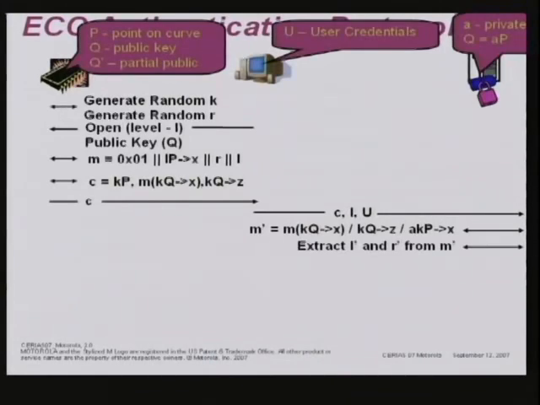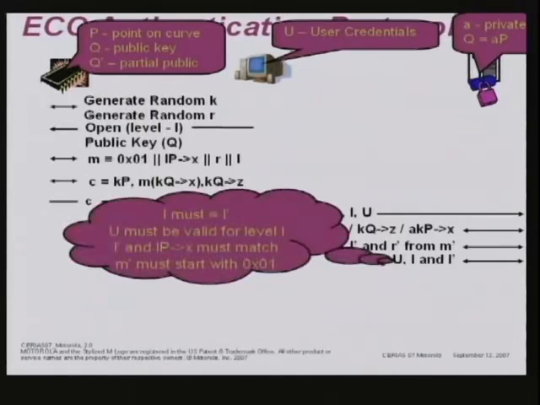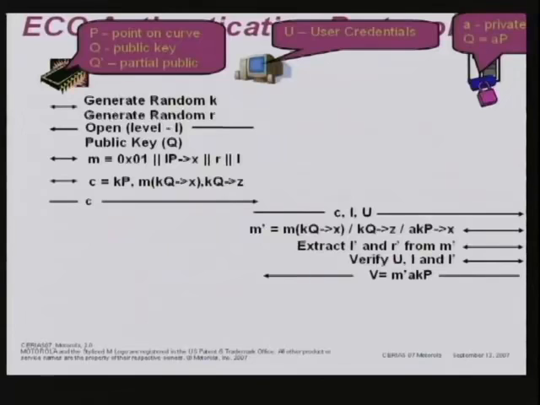From that message, we're going to extract L prime, R prime, and M prime. And we're going to verify that the user credentials is valid for the device they're talking to at the permission level that they're requesting, and that the level that they're requesting matches the level that the chip thinks that they're requesting, so we can make those 2 match in time. So L must match L prime, U must be valid, L prime and LPX must match, and also we had this little piece called the 0-1 header, which is in there for a couple of mathematical issues that we have during the translation of that protocol.